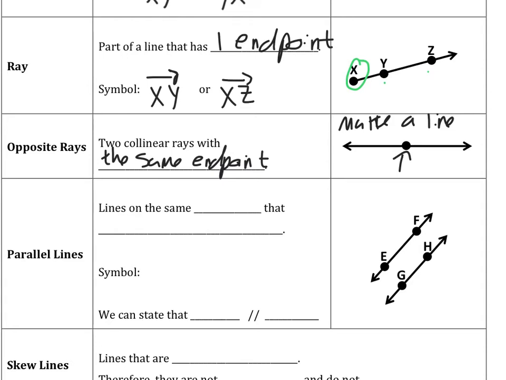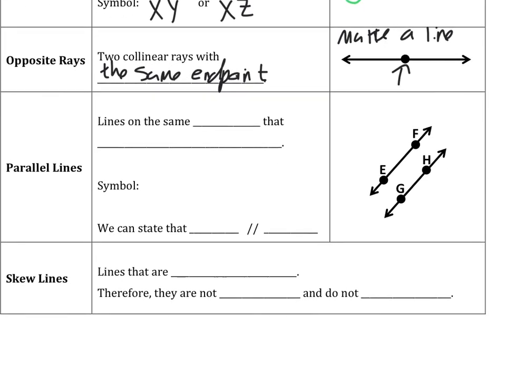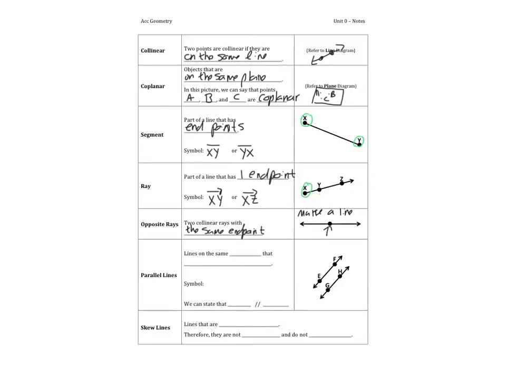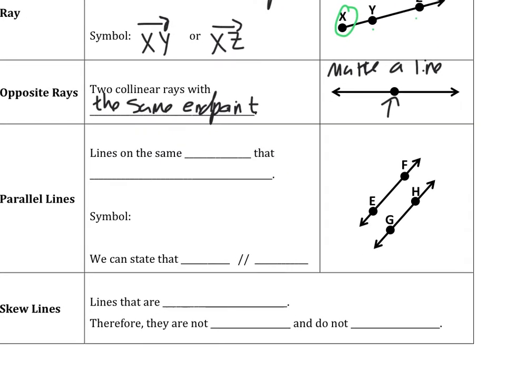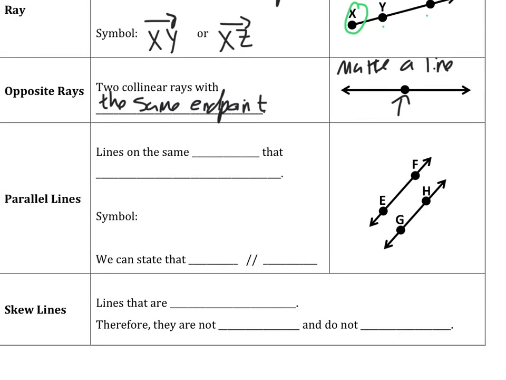Okay, parallel lines. So we're going to add to our standard definition that we've been using for most of our math careers. We're going to look at parallel lines and add a part of the definition. So now what's new is that parallel lines have to be on the same plane. Okay. And we're keeping the standard definition of a parallel line that they do not intersect.